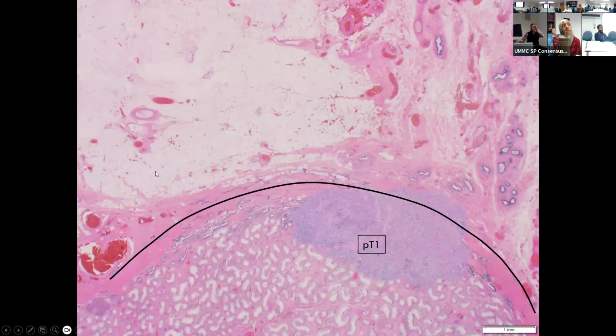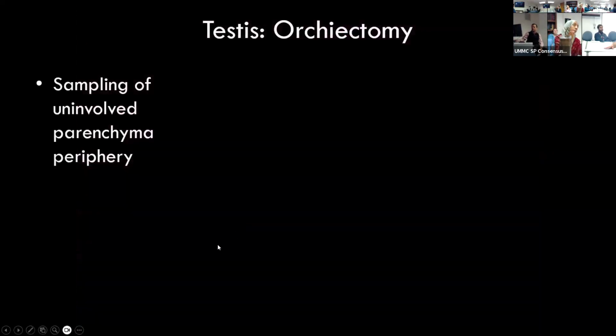sampling it, I need to see the tunica on either side. So sample it appropriately so you get proper tissue on either side of the tumor if it's located in the testicular hilar region. Okay, and then a couple of other things about uninvolved parenchyma.